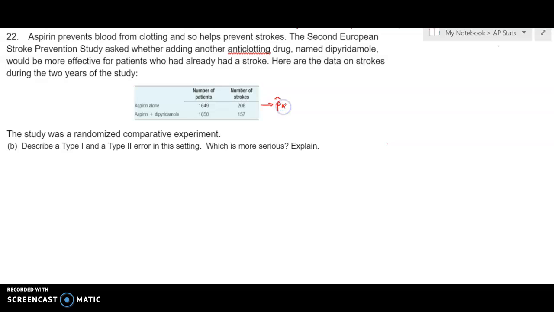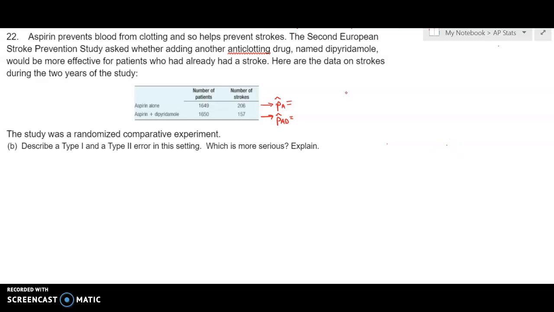We're looking at people that take aspirin alone and the incidence of strokes, and people that take aspirin and this other drug, dipyridamole, and have strokes. So we're looking for a significant difference between the two. It's important that you understand what this test is testing for.